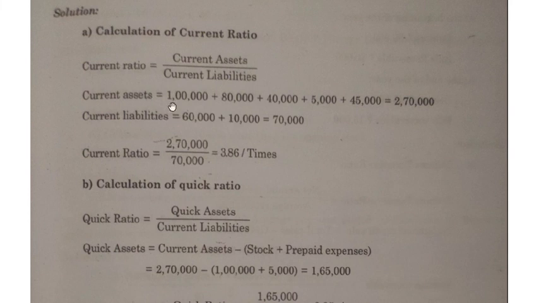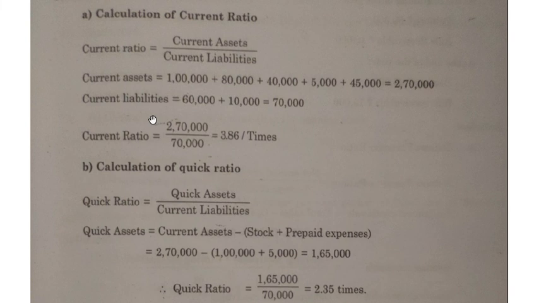So current assets we have 1 lakh, which is stock in trade, 80,000 which is debtors, 40,000 which is cash in hand, 5,000 prepaid expenses, 45,000 bills receivable. So total you get up to 2,70,000. So 45,000, 5,000, 40,000, 80,000, 1 lakh. So you get 2,70,000. What are your current liabilities according to the question? Creditors 60,000 and bills payable 10,000, which you get 70,000.